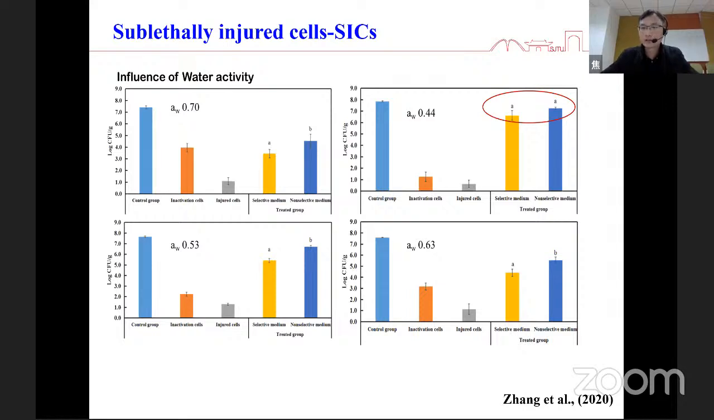So when we first found this result, we could not explain it. We felt it was kind of strange. So we tried to validate this result. We did more research.